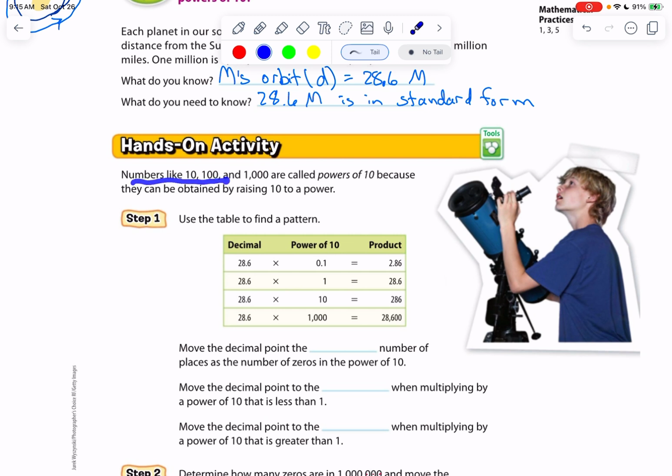So numbers like 10, 100, and 1,000 are called powers of 10 because they can be obtained by raising 10 to a power. Okay, so we have explored that a little bit, like 10 squared, that's 10 to the power of 2, and we know that means 2 zeros, right? So 10 squared, or 10 times 10, equals 100. So we have explored this idea of powers of 10. We're just going to think of it in a new way.